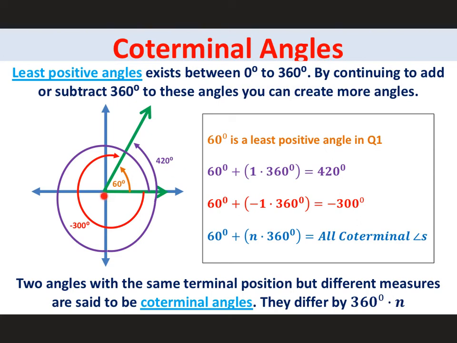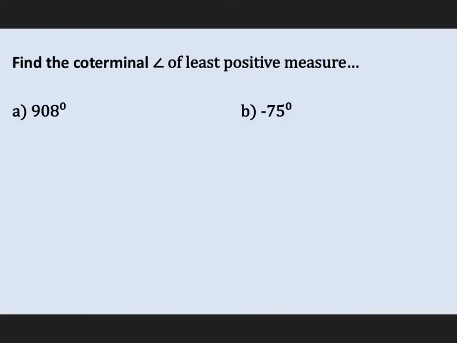These angles that end in this same spot will all differ by 360 degrees, or one rotation. So really all coterminal angles, we would just add 360 or subtract 360 over and over and over to get all the different possible coterminal angles. So once again, coterminal angles differ by 360 degrees. If it's between 0 and 360, we call it the least positive coterminal angle. All right, go ahead and try and find the least positive coterminal angles for these two angles.